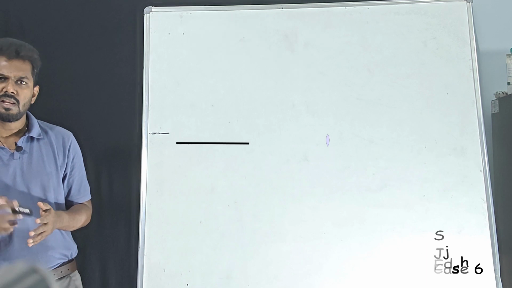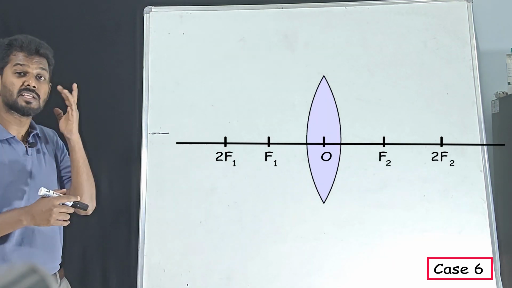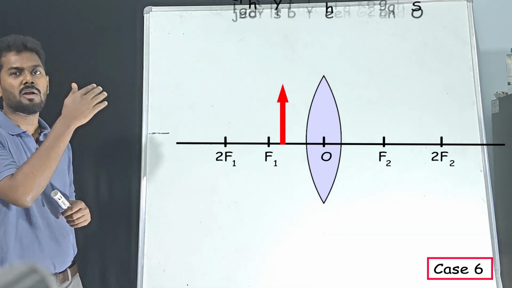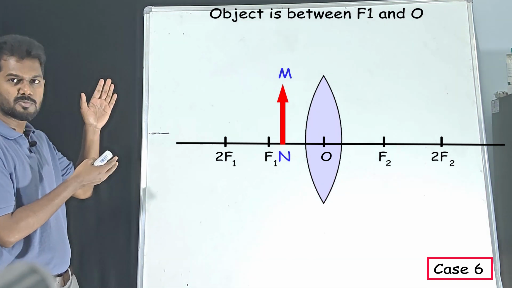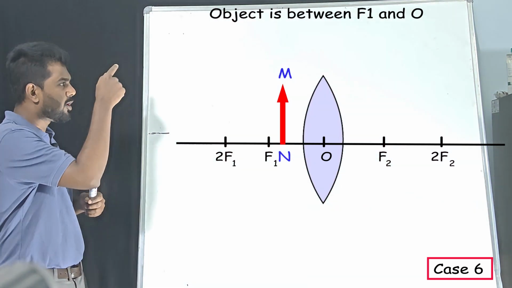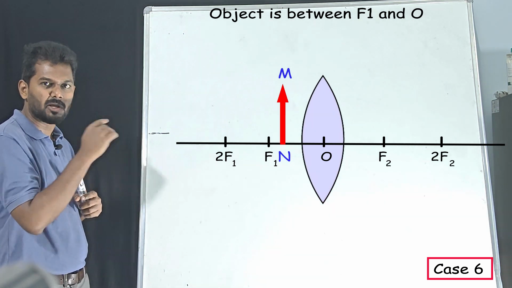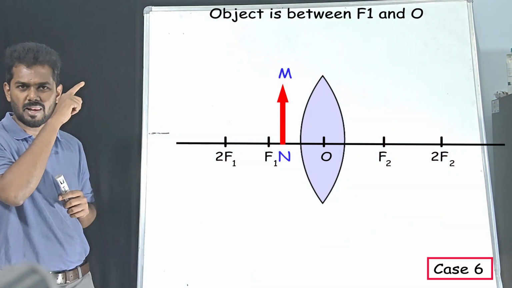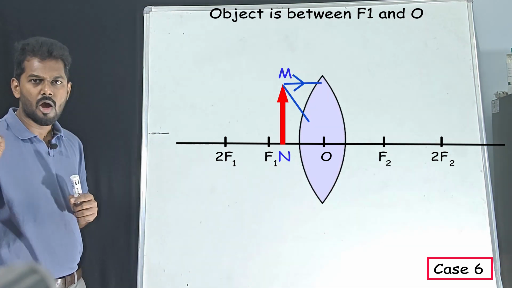Our last case in convex lens. Here the object is kept between f1 and optic center. This is a very important case, you will get to know why. So when the object is kept between f1 and optic center, what are the two possible rays? One parallel to principal axis, one passing through optic center.